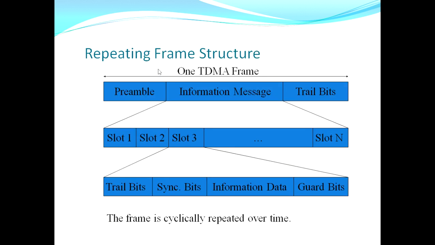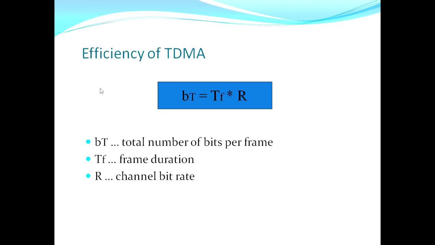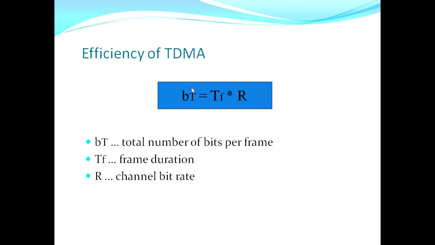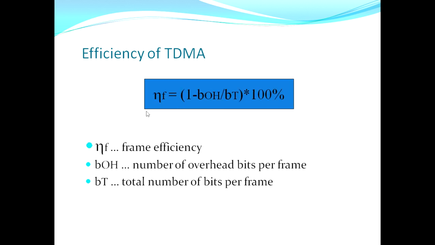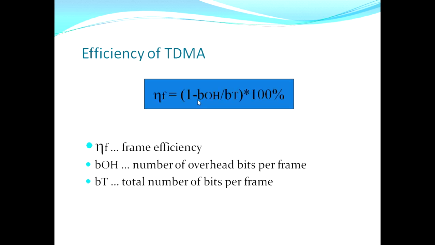And here, we have already seen the TDMA frame format. This is the formula used to calculate the TDMA efficiency. Here NR is the number of reference bursts and BR is the number of reference bits per reference frame, right? So by calculating this BOH, we can calculate BT, and by substituting BOH and BT, we can calculate the efficiency of the TDMA, that is equal to 1 minus BOH by BT, where BT is given by this formula and BOH is given by this formula, right?